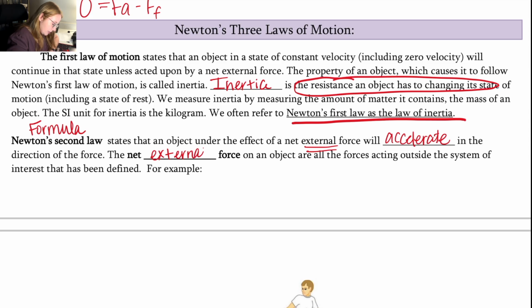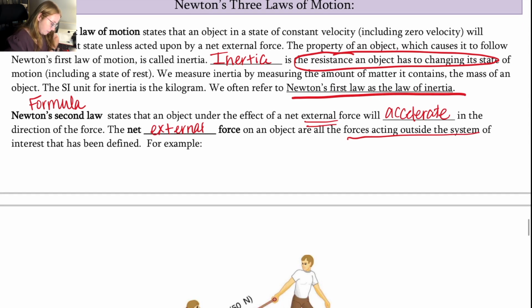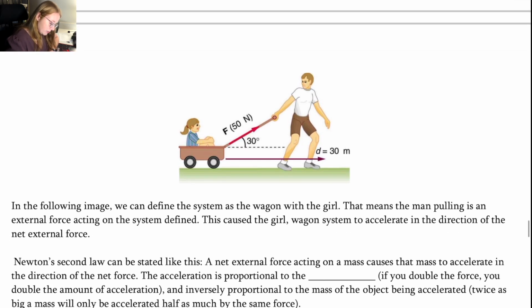So let's talk about what external means. External is a force acting outside of the system. And you can define your own system. So let's take a simple example. We have the girl sitting in a wagon and the man is pushing the wagon. Now, in this system, or I guess I should say in this picture, we have three objects. We have the girl, wagon, and man. But there's a logical system that you can define.